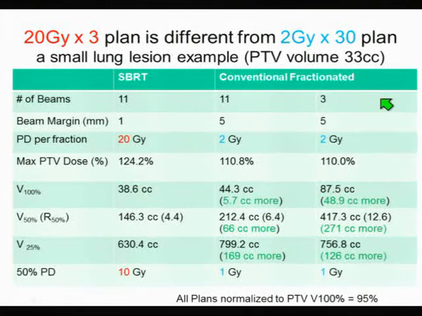Of course, normally when you do a 2 gray per fraction plan, you don't really need to use 11 beams for such a small lesion. So you say, oh, three fields should be enough. Then with the same beam margin, if you use 3 fields, the volume receiving prescription dose will be even much more than this number, 271 cc more than the V50 for the SBRT plan. So if you use your normal way of planning for a conventional fractionated plan and try to apply it to an SBRT plan, you can see how much more normal tissue will receive a very high dose per fraction.